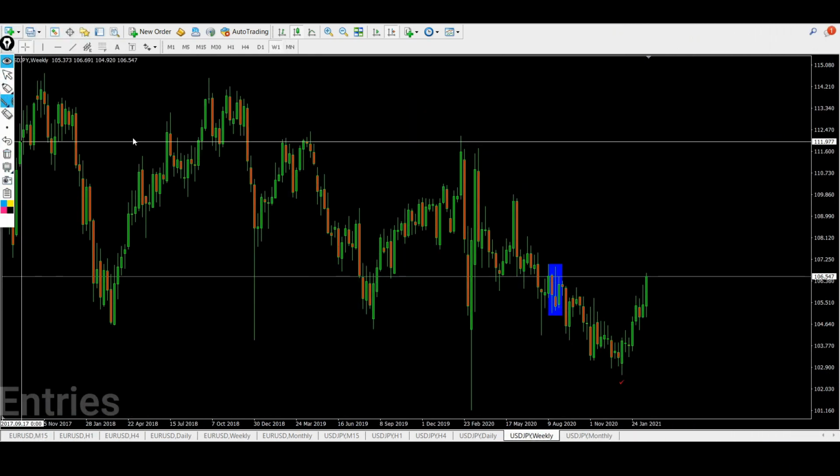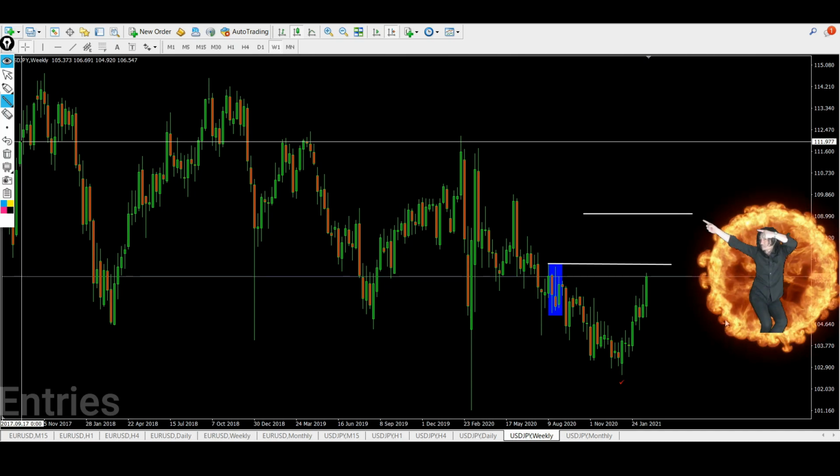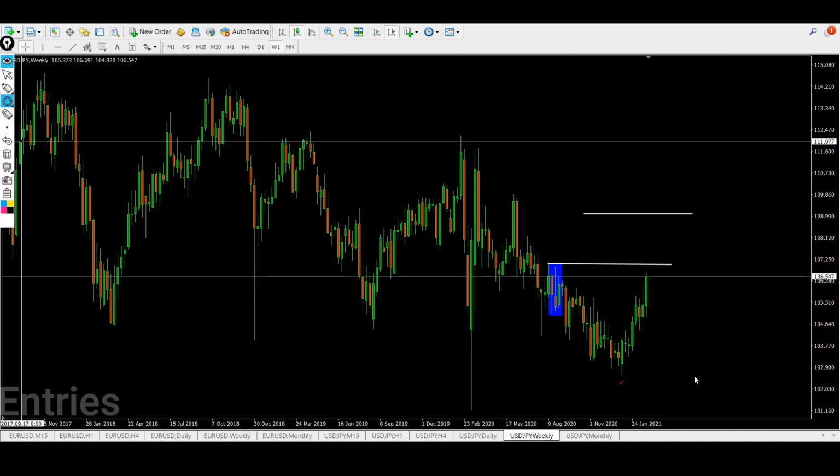Okay, so 107 is basically this pivot low, this pivot high right here. Okay, so 109 is roughly in this area. So if you enter this long trade down here, the first target, like we talked about, was at this gap level, these gaps right here. So that's the first target. Second target is at 107, and the last target is at 109.